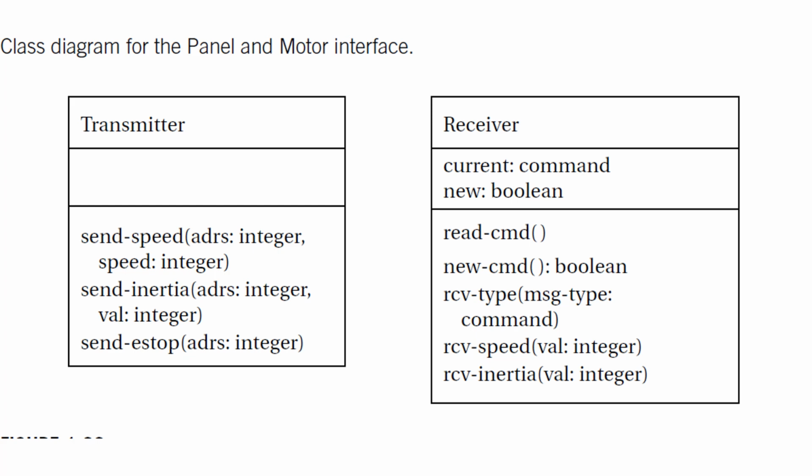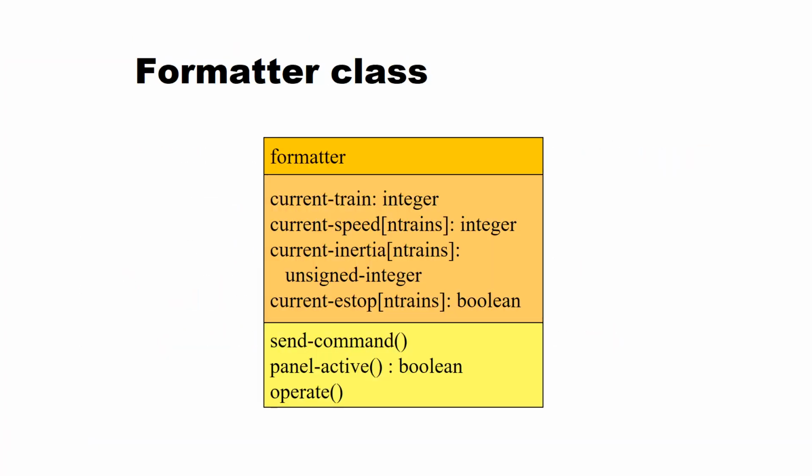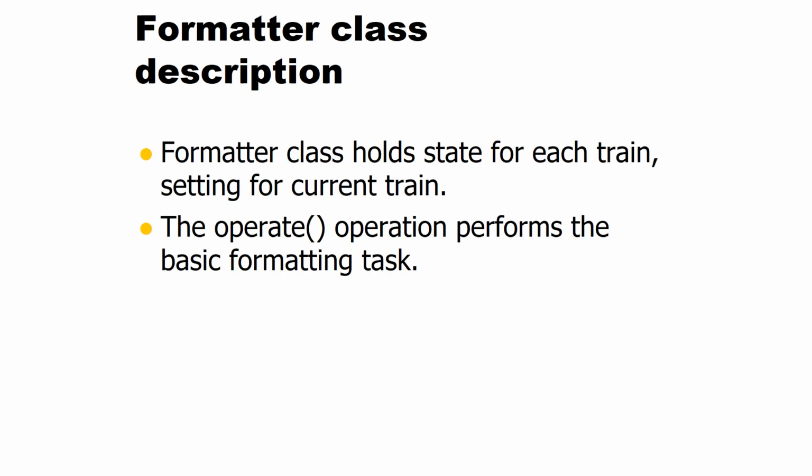Then the formatter class. The formatter class, as shown in the figure, holds the current control setting for all the trains and repeatedly reads the panel, determines whether any settings have changed, and sends out the appropriate messages. Send command is the utility function that serves as the interface to the transmitter that performs the basic action for the object. Then panel active turns true whenever the panel values do not correspond to the stored values.